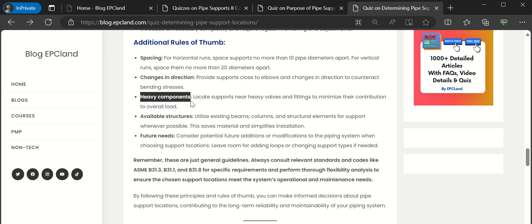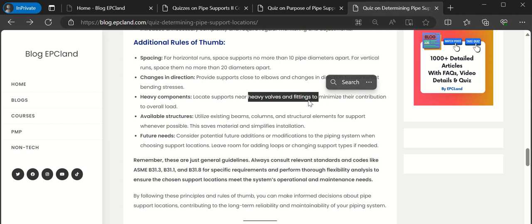Then heavy components. Locate supports near heavy valves and fittings to minimize their contribution to overall load. What we are trying to do is distribute the load from the piping system to the pipe support. So whenever we see any heavy valve or heavy fitting within the piping system, we try to locate the support near those fittings and valves so that the system becomes stable.